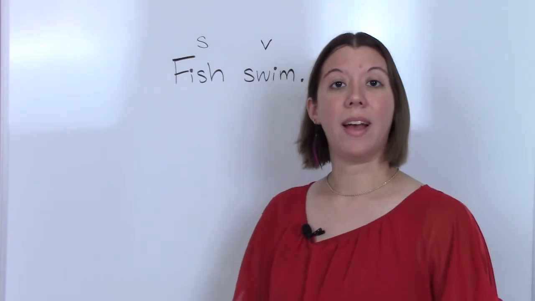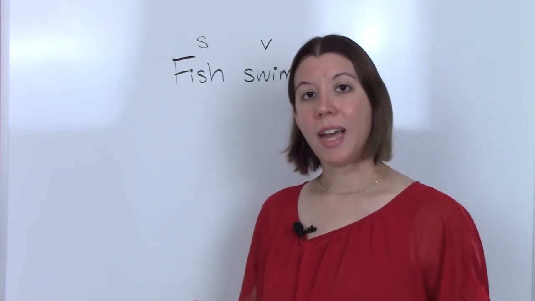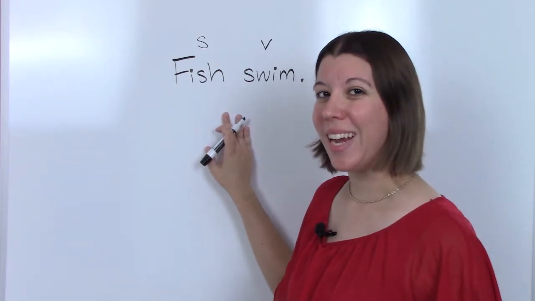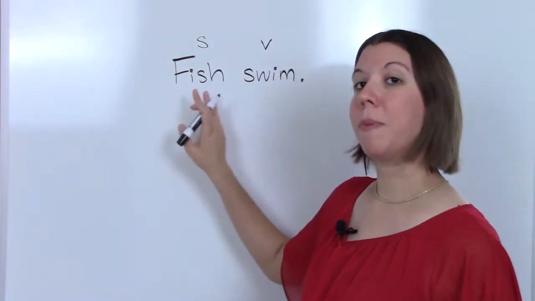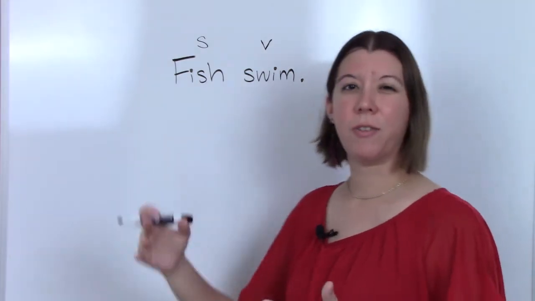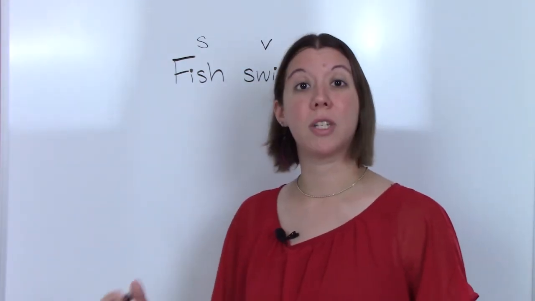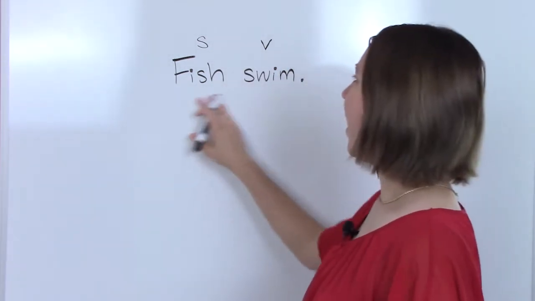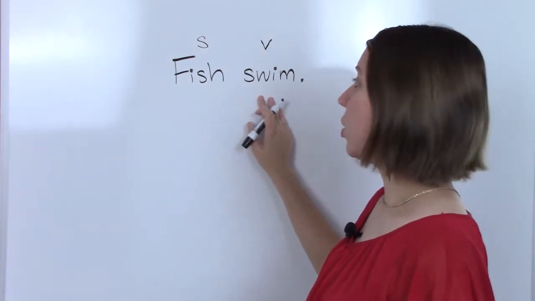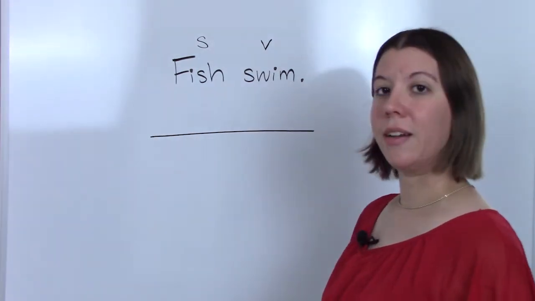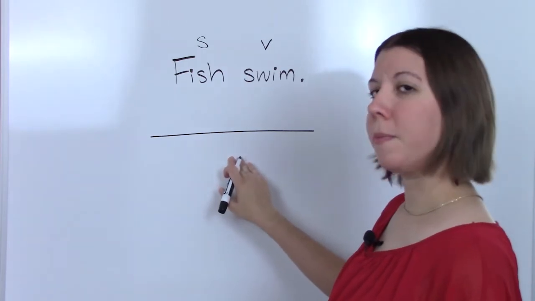Just one of each. When I'm diagramming a sentence, no matter how complicated it is, I always start by finding the subject and the verb. A later video will show you what to do if there's multiple subjects. We're just starting with one of each. When I diagram this sentence, fish swim, I start by drawing a horizontal line on my paper.